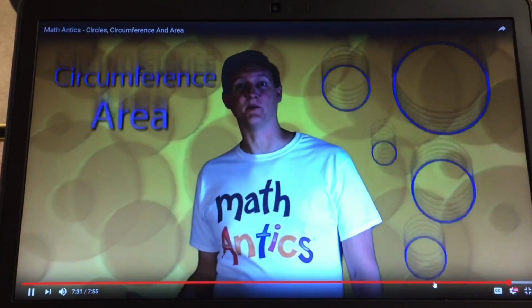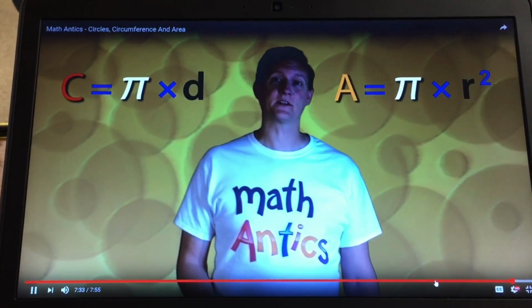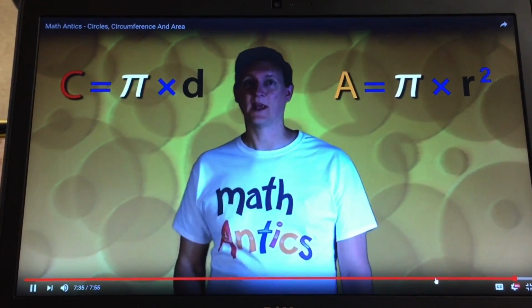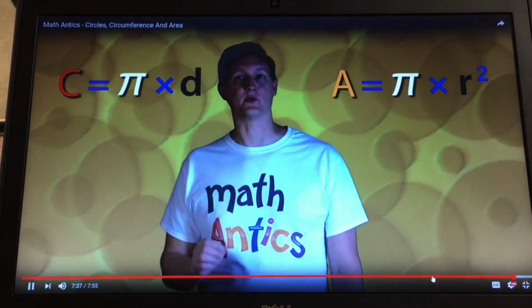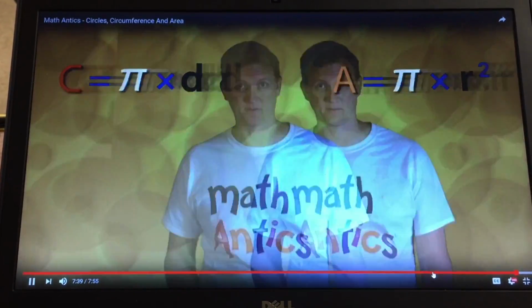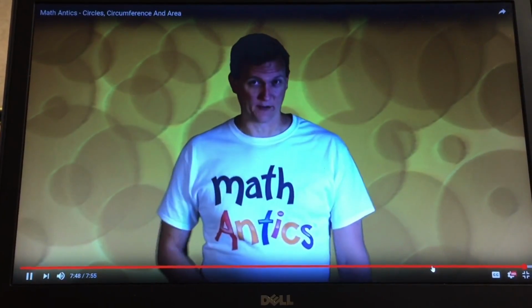All right, so now you know how to find the circumference and the area of any circle. All you need to do is remember the formulas. Circumference equals pi times diameter, and area equals pi times radius squared. But it's really important to practice using these formulas for yourself, so be sure to try some of the exercise problems. That's the way to really learn math.